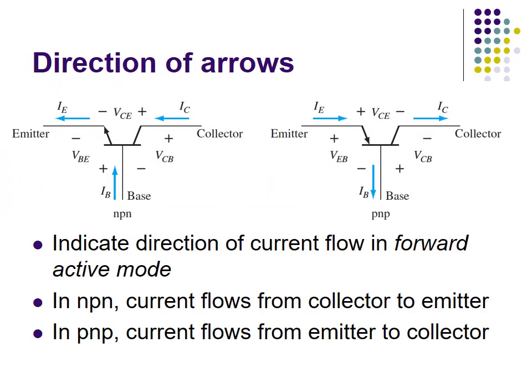These figures show the direction of current flow in an active mode of a BJT. For an NPN BJT, the current flows from collector to emitter, and for the PNP BJT, the current flows from the emitter to the collector.